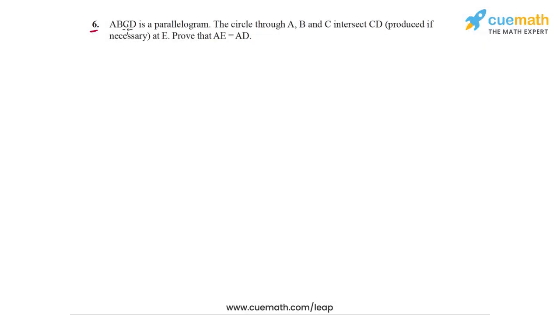In question 6, the problem statement says that ABCD is a parallelogram. The circle through A, B and C intersects CD, produced if necessary, at E. So let's draw a figure for this.